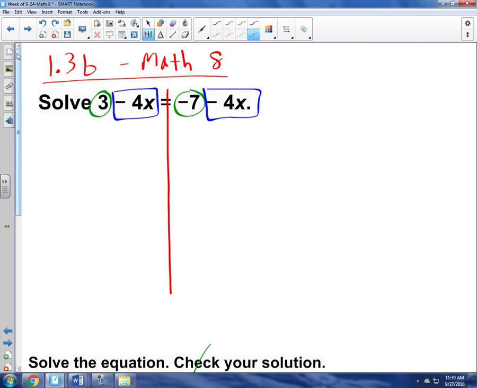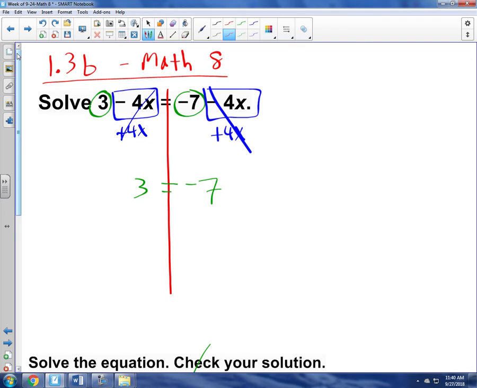If we were to do that, we would have to add 4x here to cancel this out. So we're adding 4x, and that's canceled. When that happens, you're left with nothing over here but 3, and nothing over here but -7. And you say, wait a second, my variables are gone. That's weird. They're totally gone, and this doesn't make any sense.